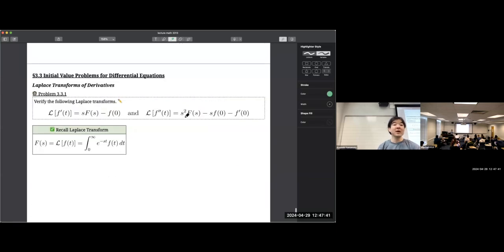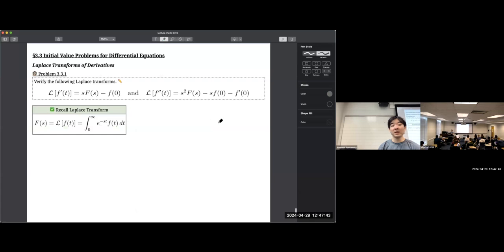We'll just skip those. So this is the final punchline. What we're going to do is use Laplace transforms to solve differential equations. There are a couple more Laplace transforms we need to be able to compute. We need to be able to compute the Laplace transform of a derivative and a second derivative.